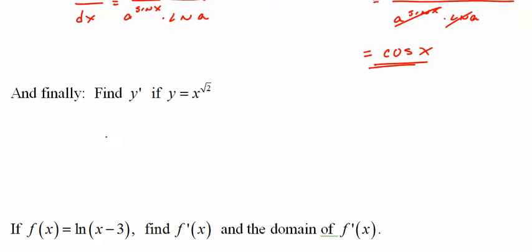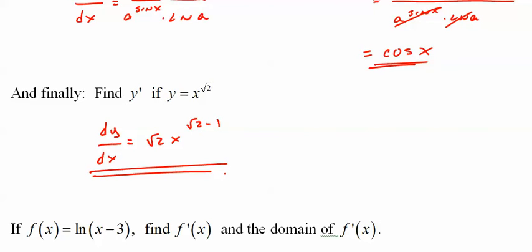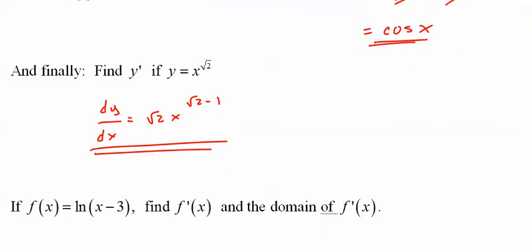And last but not least, find y prime. Well, you already know how to do this. Root 2 x to the root 2 minus 1. And we're just throwing an extra one in there to see if you know what's going on. I think that's it. Yeah, I guess there's one more.